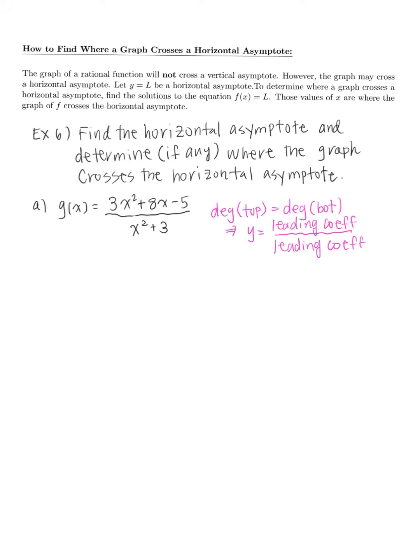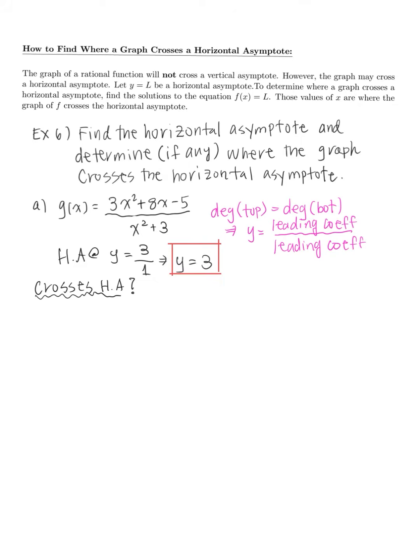I know my handwriting is getting so bad, I'm so sorry. So I wrote the degree of the top is the same as the degree on the bottom, which implies that the horizontal asymptote is y equals leading coefficient over leading coefficient. So in this case, the leading coefficient on the top is 3, the leading coefficient on the bottom is 1. So y equals 3 is the horizontal asymptote.